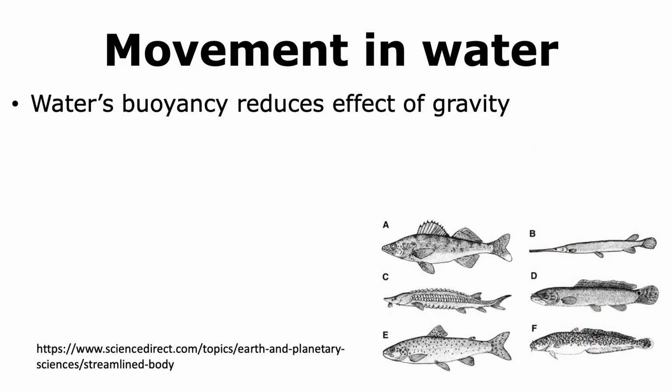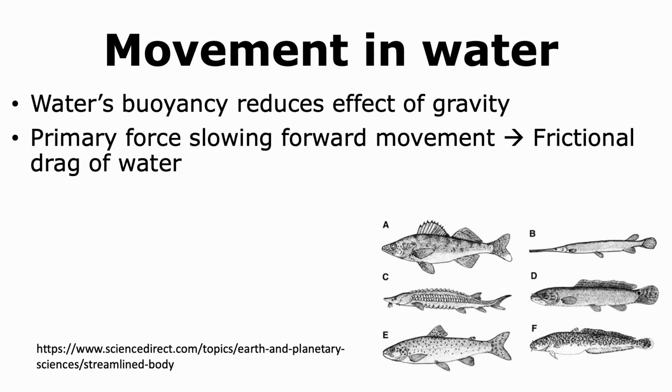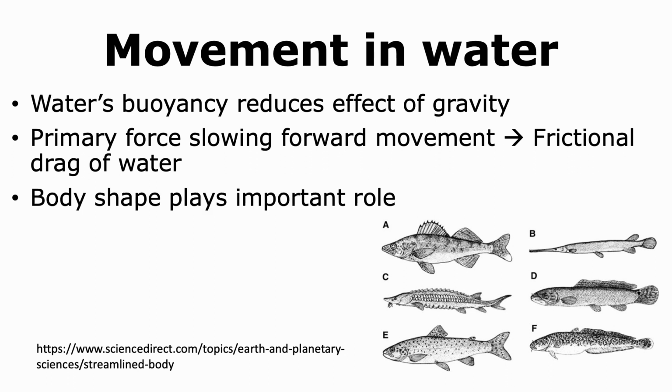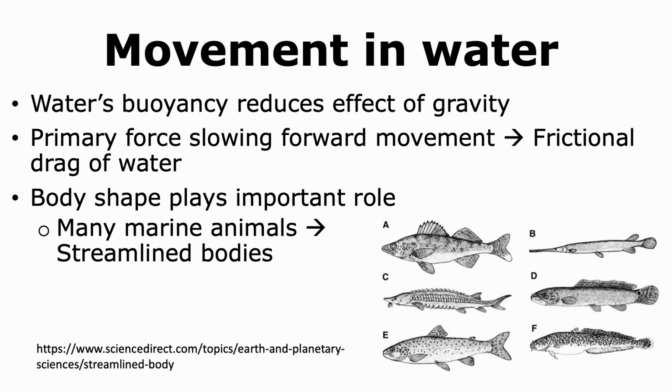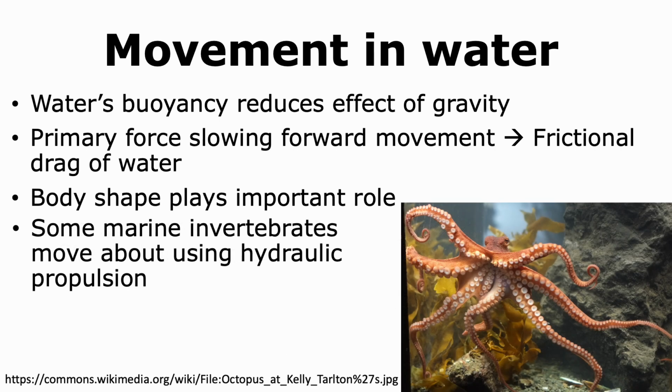There are different animals that are able to move in water. In the case of water, the buoyancy present reduces the effect of gravity. Thus, in order to go forward, the frictional drag of water has to be overcome. In these situations, the body shape plays a really important role. We have seen plenty of organisms that have streamlined bodies, which helps lessen the frictional drag of water. While many marine animals and fish have streamlined bodies, we do have other types of marine invertebrates that move about using hydraulic propulsion. In this case, they will squirt out fluid that provides them with the force in order to move in water.